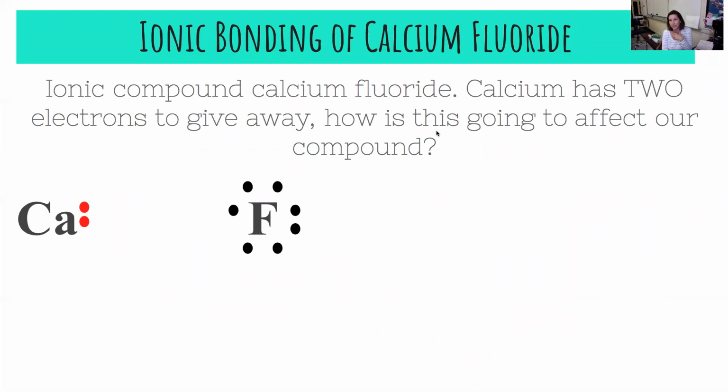Ionic bonding of calcium fluoride. Ionic compound, calcium fluoride. Calcium has 2 electrons to give, okay? So how's it gonna affect the compound? Let's look at this. Calcium's gonna give 1 of his electrons away. He's a metal, he just needs to give away 2.